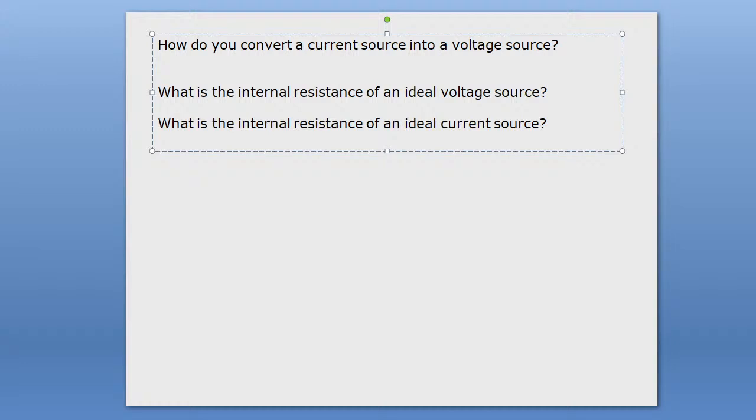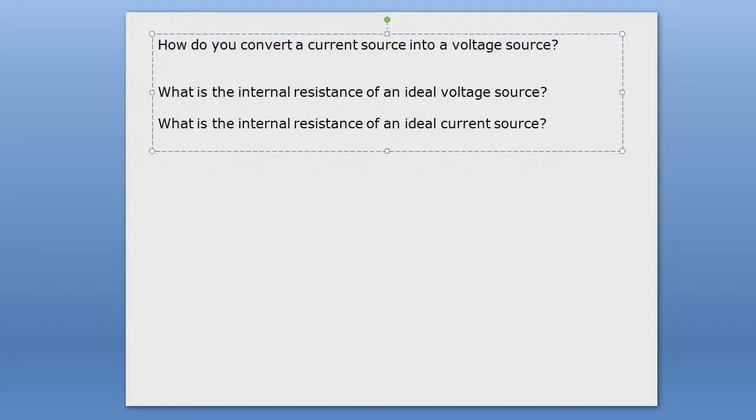Good, your answer is correct. Right, the answer is correct. And infinity for current source. So what will be the final circuit design for the ideal current source? Sorry, for the independent current source.